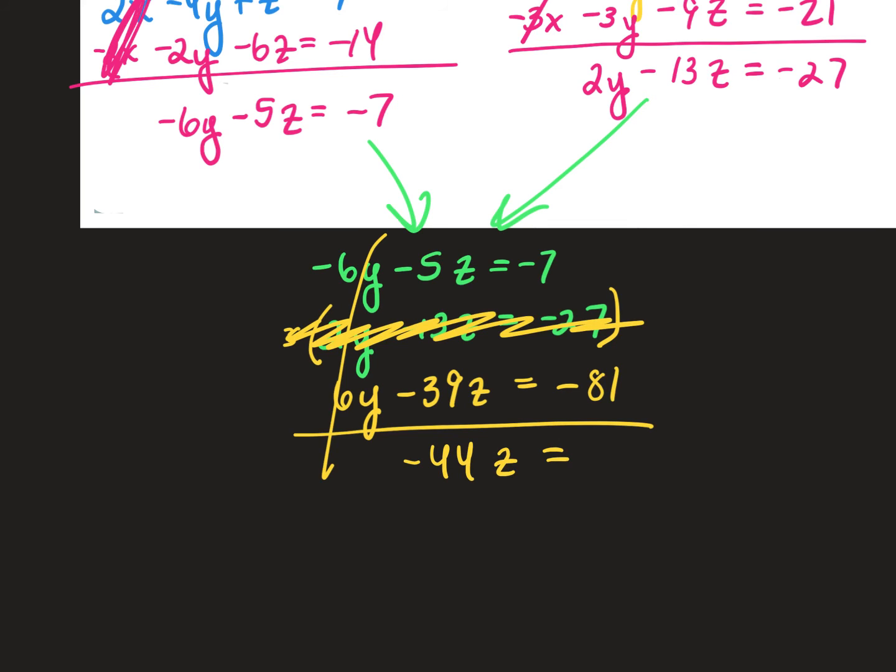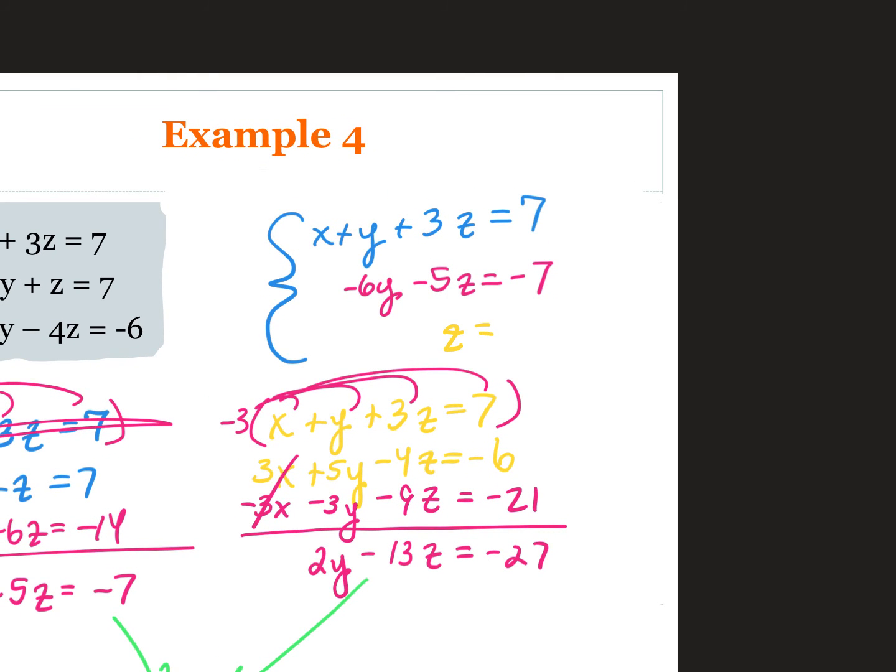What's a -81 and a -7? No, we didn't make a mistake. Negative what? -88. All right, well, if I want z by itself, what do I do? Divide by -44. So z equals how much? What's 88 divided by 44? 2. Is it 2? Okay. So z equals 2.